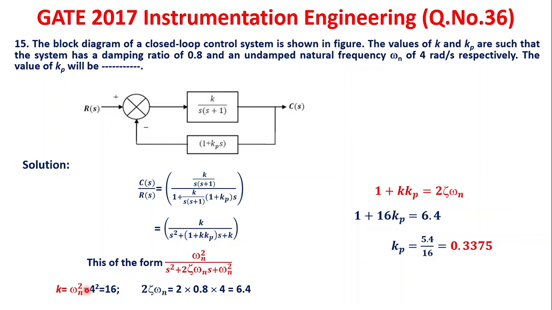K is omega n square, and they have given omega n as 4. 4 square is 16. 2 zeta omega n: damping ratio is 0.8, so 2 into 0.8 into 4 is 6.4. That means 2 zeta omega n equals 1 plus K Kp, so 1 plus K Kp is 6.4. K value we have already found as 16, because K equals omega n square. So 1 plus 16 Kp equals 6.4. What is Kp? Solve this, that's all. See how simply we have done.